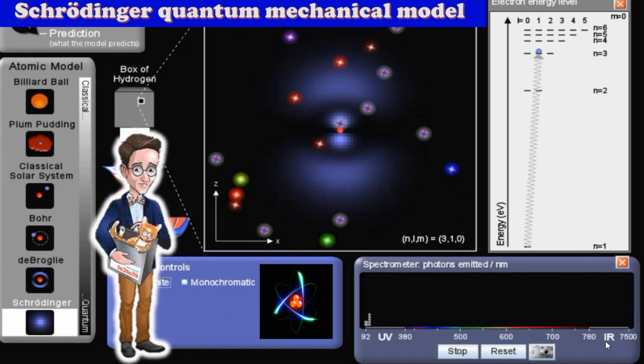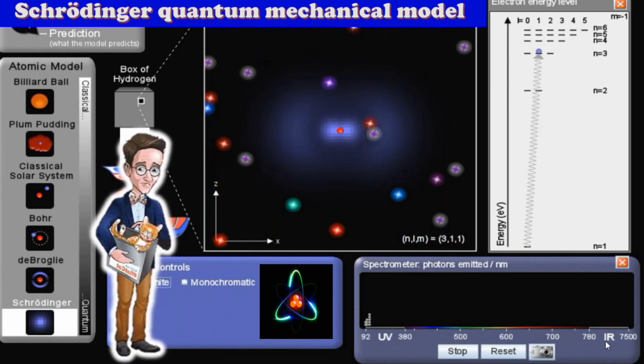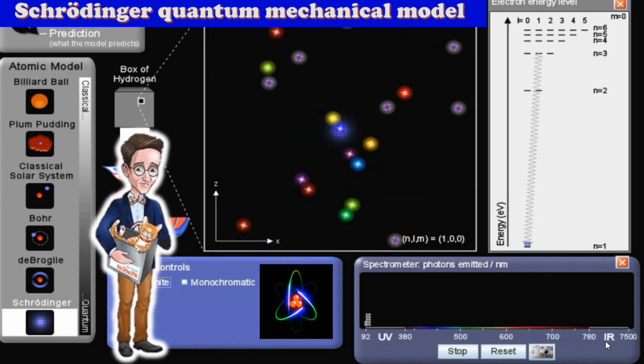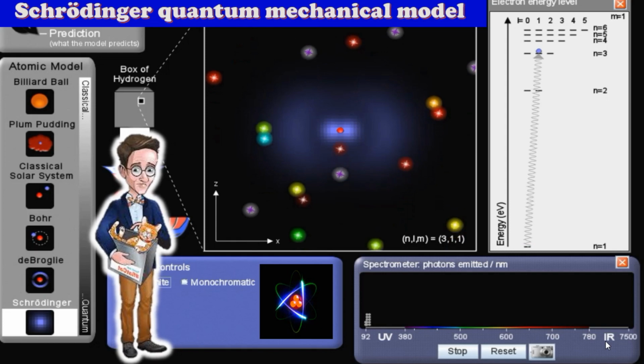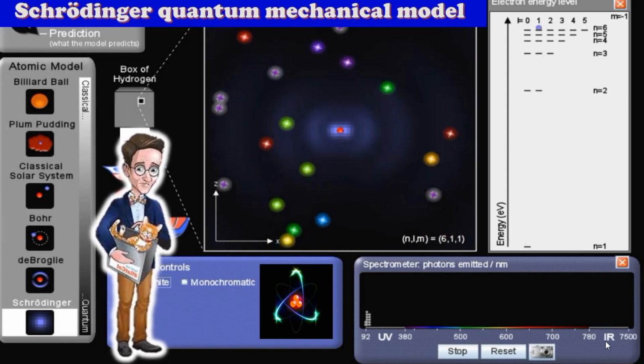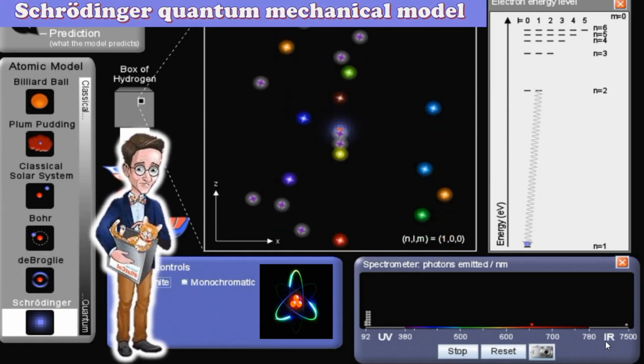In 1926, Erwin Schrödinger, an Austrian physicist, took the Bohr atom model one step further. Schrödinger used mathematical equations to describe the likelihood of finding an electron in a certain position. This atomic model is known as the quantum mechanical model of the atom.